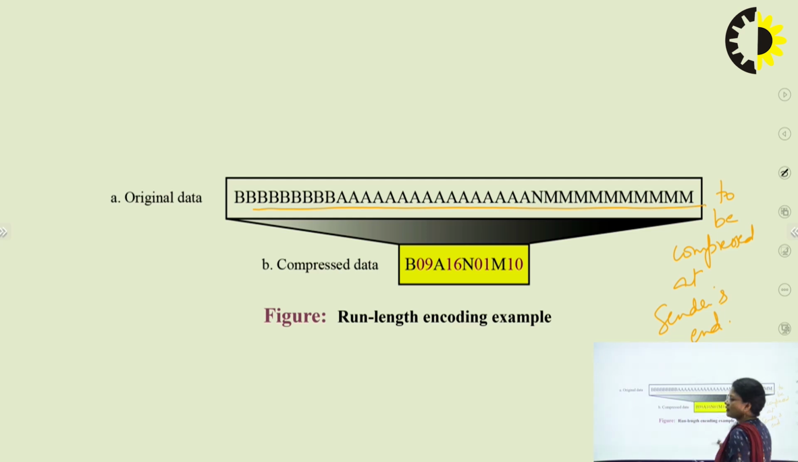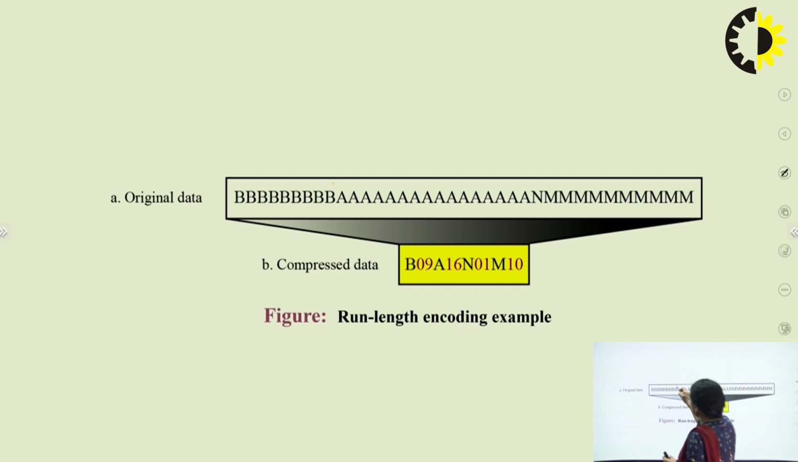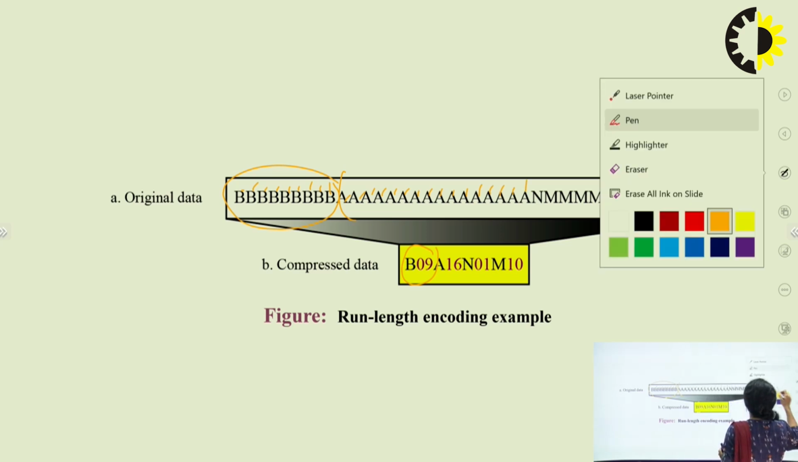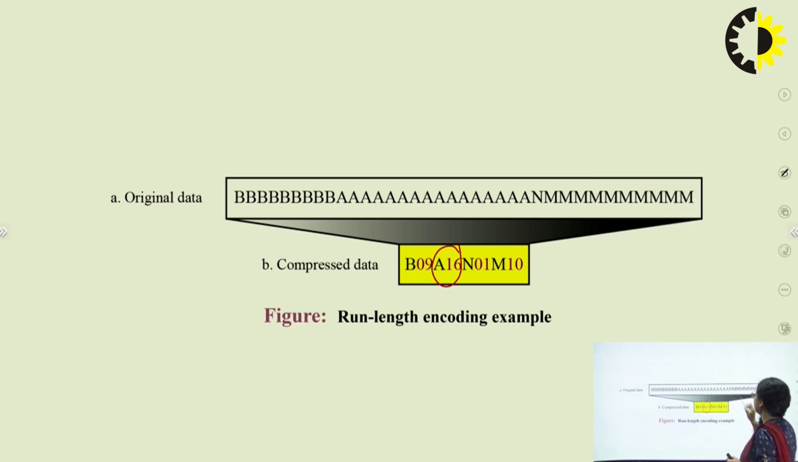Here we are using that logic. In run length encoding, we specify the symbol and the number of occurrences of that symbol. If you look at it, B is occurring 1, 2, 3, 4, 5, 6, 7, 8, 9, so 9 times. A is occurring 1, 2, 3, up to 16, so A is occurring 16 times. Similarly, N is occurring 1 time. M, if you count, is 10 times.